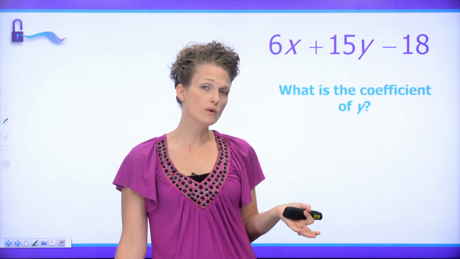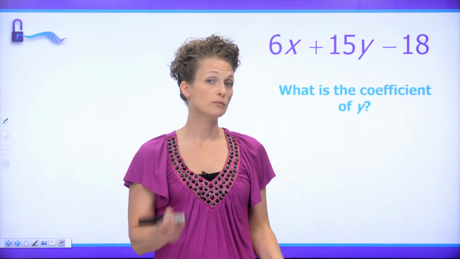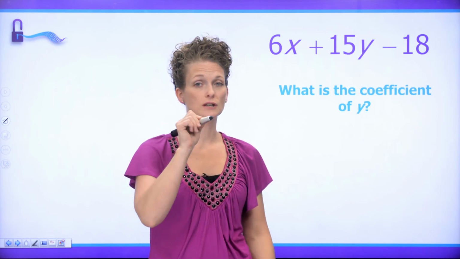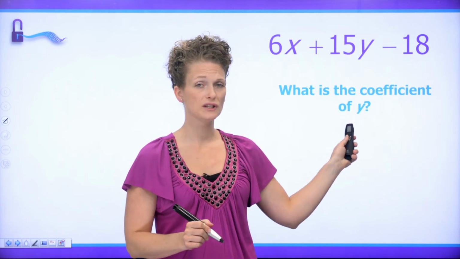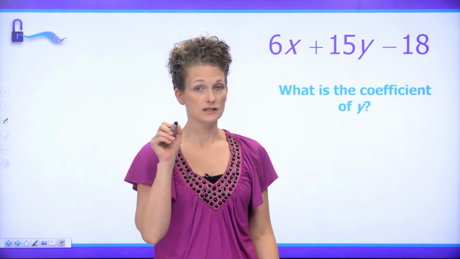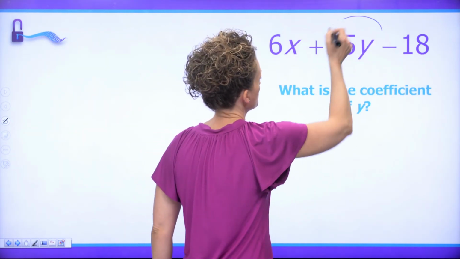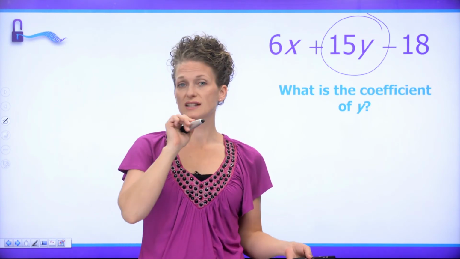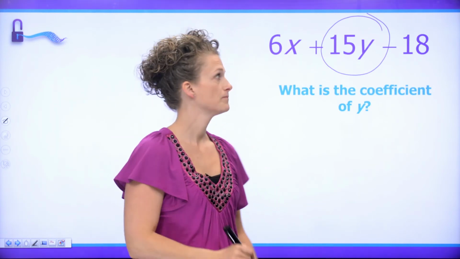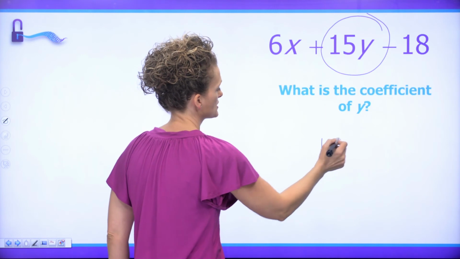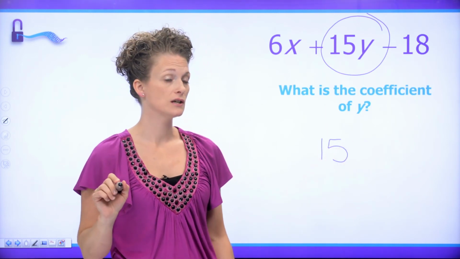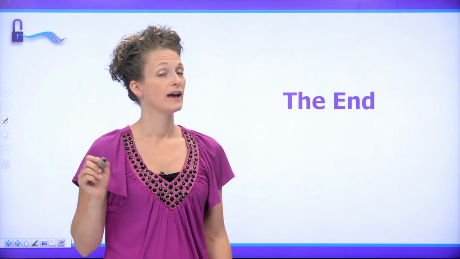So what is the coefficient of the y? Remember what I said the coefficient is? It's the number in front of the variable. Well, the variable that we're looking for specifically is the y. So let's find the y term. That's that right there. So what is the number that is directly in front of the y? In this case, it happens to be 15. So 15 is the coefficient of y. And that's our lesson on distributive property.